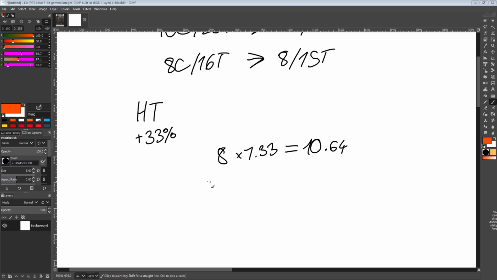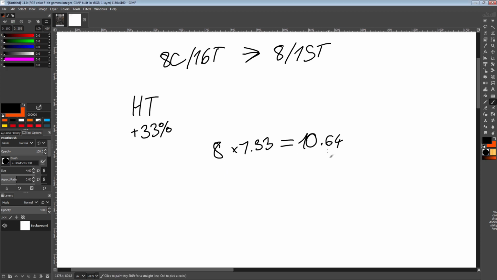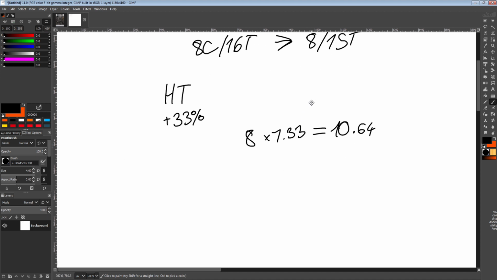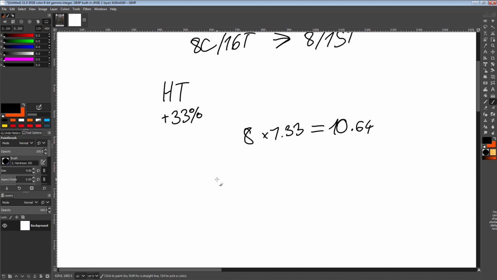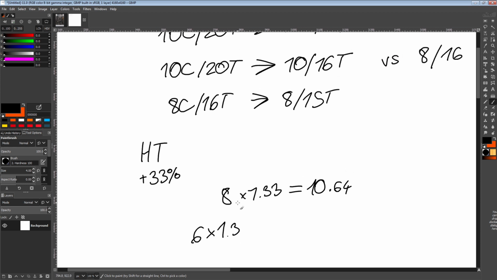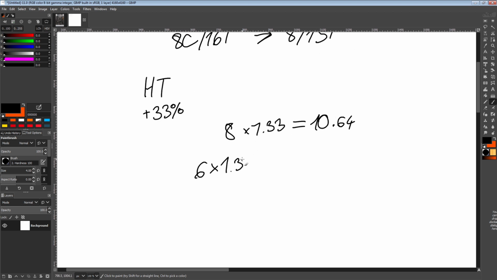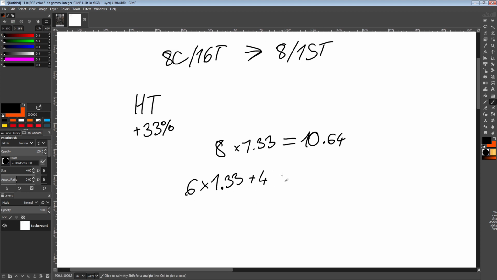Now let's do the 10 core with 16 threads. What's cool about that is you're gonna have 6 times 1.33. Wait, am I doing that right? Yeah, you disable hyperthreading on 4 cores. So you have 6 cores with hyperthreading, and then you have 4 cores without hyperthreading. So we just add those 4 to the first 6 hyperthreaded cores, and we get our lovely ratio again. So 6 times 1.33 plus 4 is 11.98.